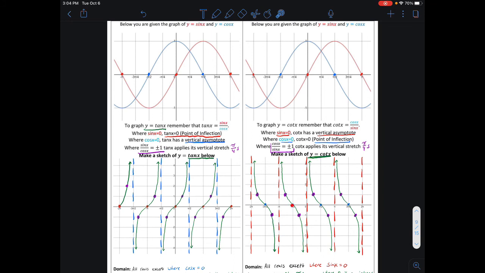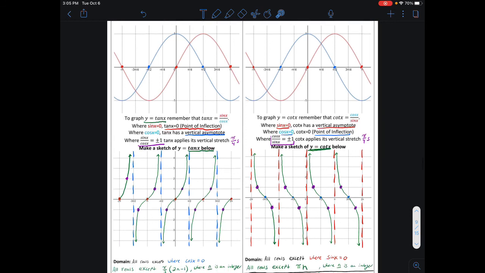Now, cotangent has a point of inflection everywhere that cosine equals 0. And if we look at the way the sketch has to happen with the unbounded behavior as we approach the vertical asymptotes, cotangent is going to wind up being a decreasing function on its domain. And on that domain, every single y value is going to be accounted for. So cotangent has a range of all real numbers.